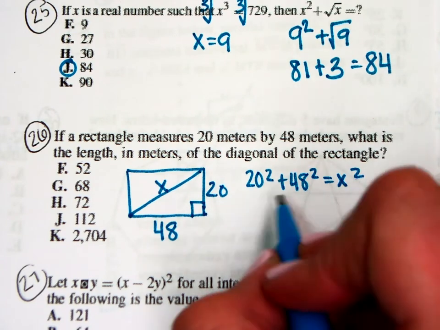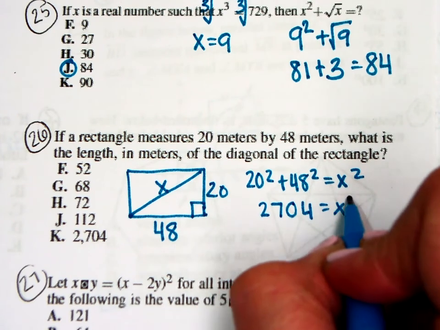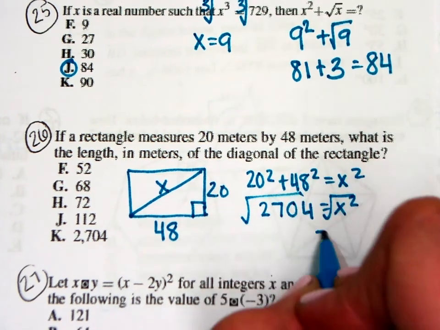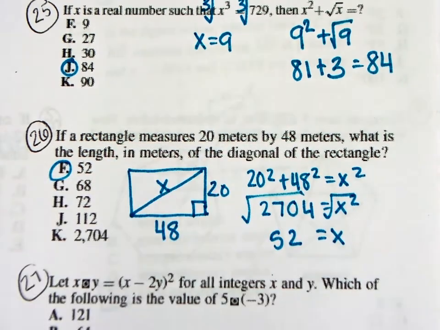20 squared plus 48 squared is 2,704. And then when I square root both sides to find the length of my diagonal, I get 52, which is option F. Remember, rectangles use Pythagorean theorem a lot because it's just trying to test whether or not you remember that.